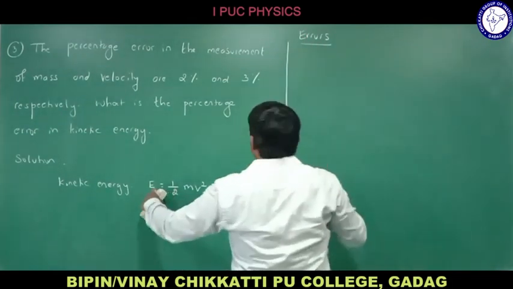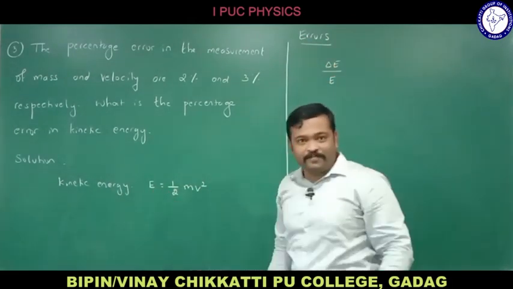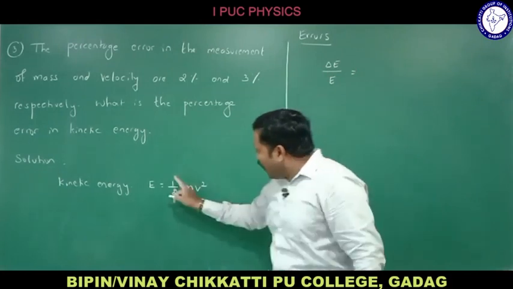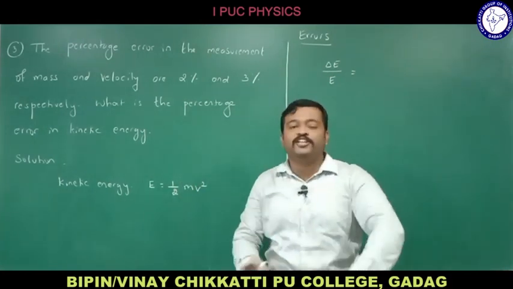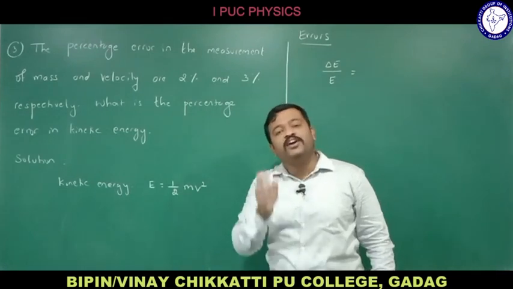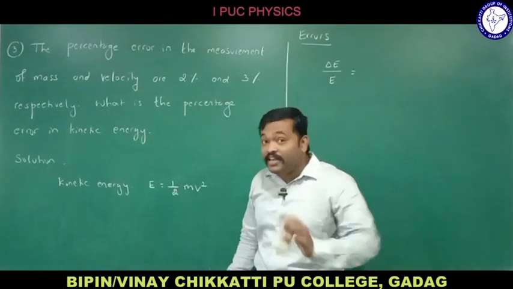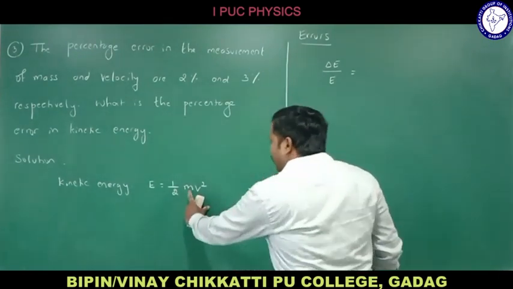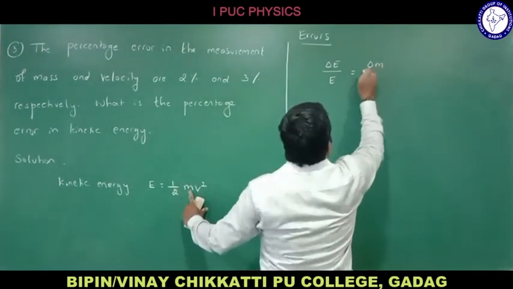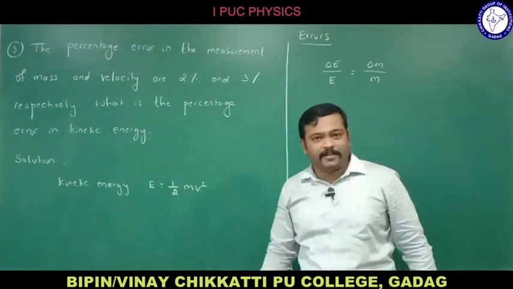So what is the relative error in E? That is delta E divided by E, which is equal to half. It is a constant and it will not have any errors. Do remember, in the formula, if you have a number, it will not have any errors. So you do not consider this half in errors. What is the error in m? Delta m by m. Relative error, because there is multiplication.